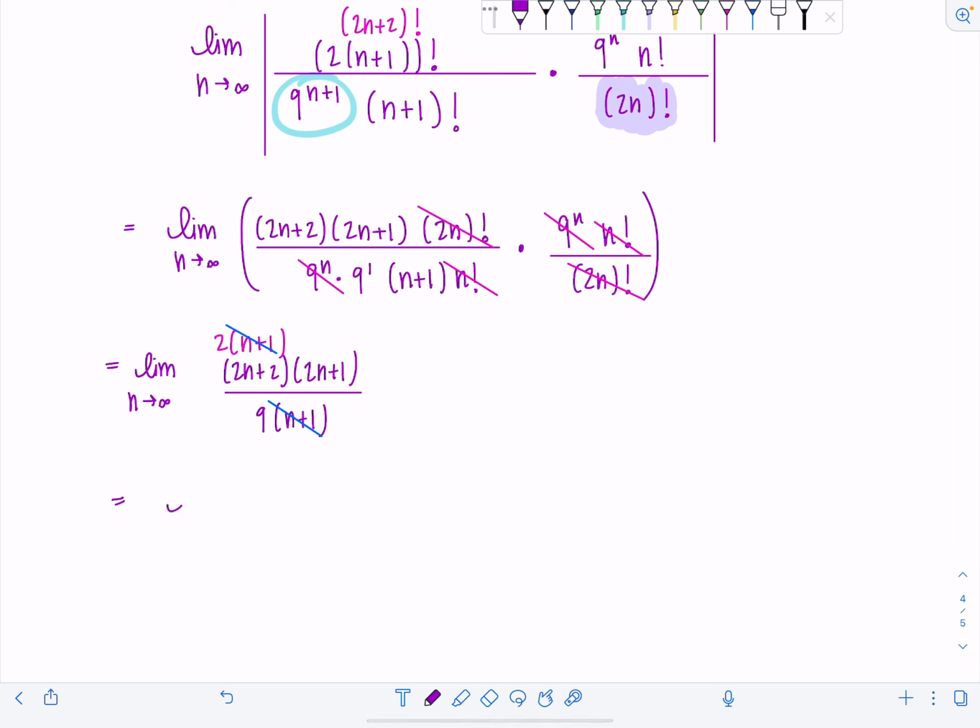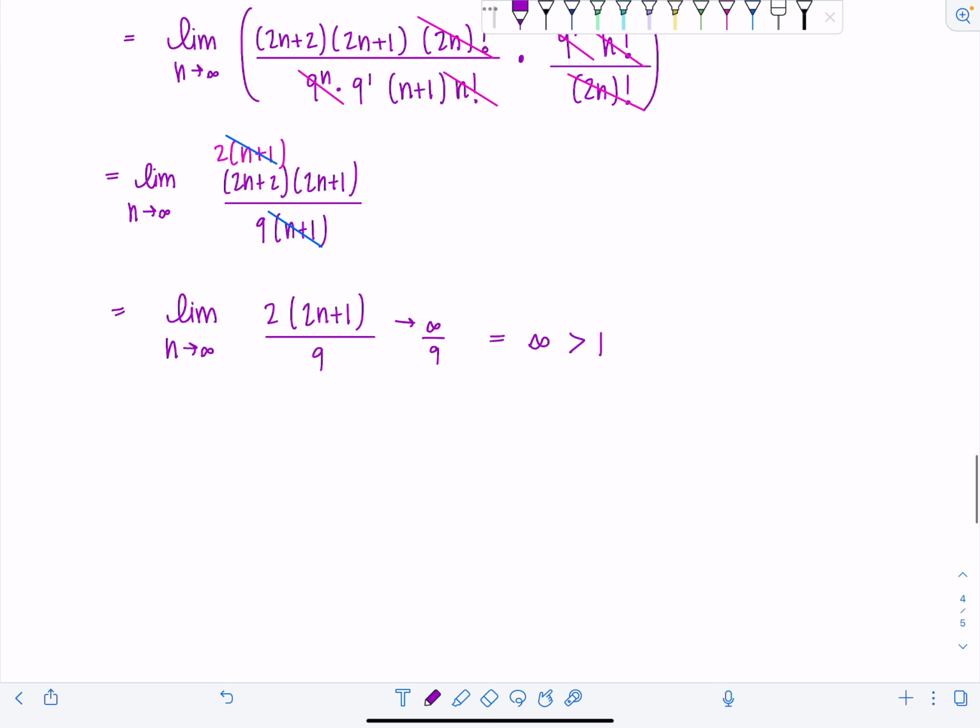And then now we're left with the limit as n approaches infinity. I have 2 times 2n plus 1 over just 9. So n is going to infinity. That means the numerator is approaching infinity, and the denominator is just a constant. So this limit is going to be infinity. What do I care about infinity? Only that it's greater than 1. That's it. So what does this tell me?